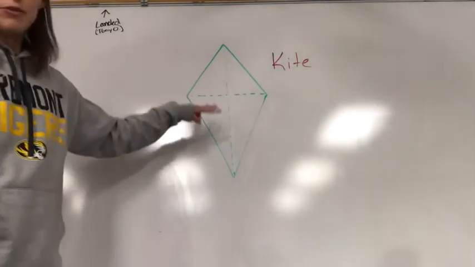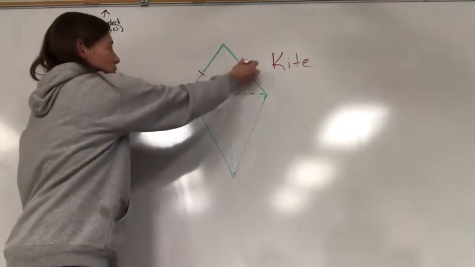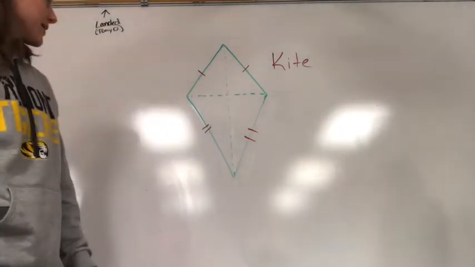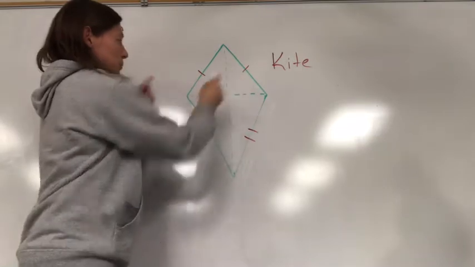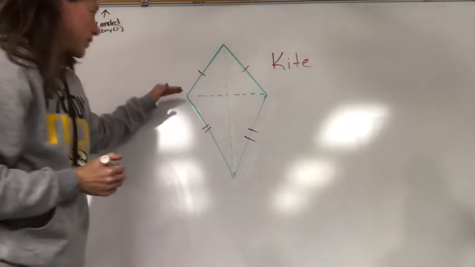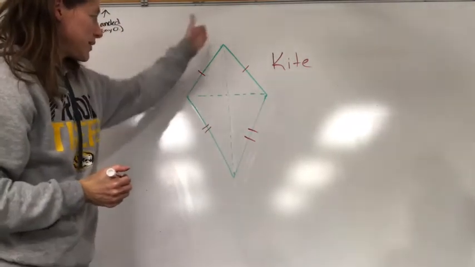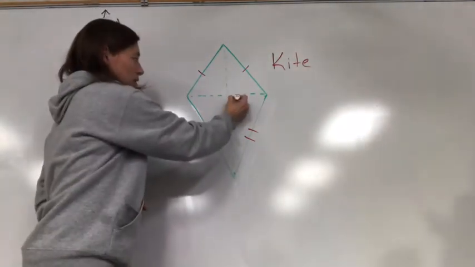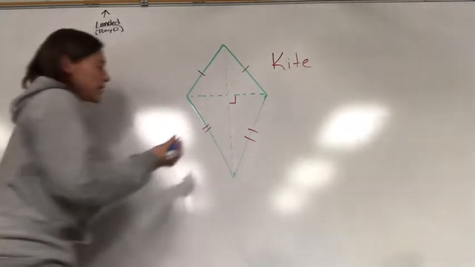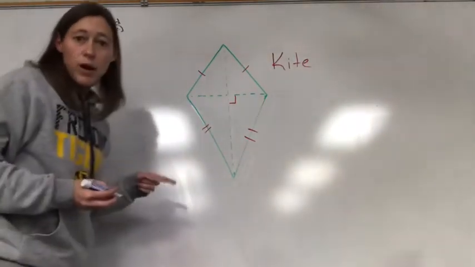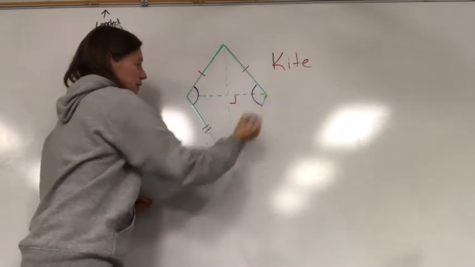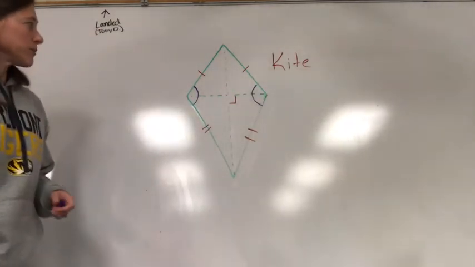Okay, so the definition of a kite is that there are two sets of consecutive congruent sides. These two are congruent, these two are congruent. Okay, and if you look, there's this diagonal and this diagonal. They are not congruent, but they are perpendicular. In addition, there is exactly one pair of opposite congruent angles. These two angles are congruent, okay?